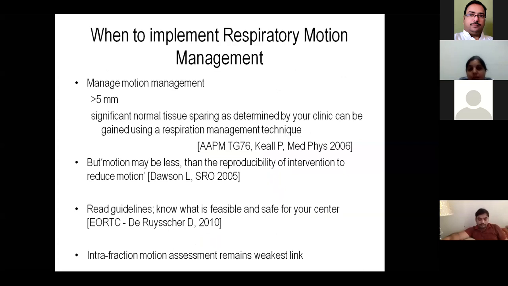I spoke about motion management. So when do you implement motion management? The task group guidelines suggest that it should be implemented when the motion is more than 5 millimeter, and when you think that implementation of motion management is going to cause significant normal tissue sparing. But keep in mind, the motion itself might be less, but the variability of these interventions that you use to reduce motion might be more. So you have to standardize whatever motion management technique you are using in your department. Just don't say that I am using a breath hold or, for example, abdominal compression, because it's important to see how reproducible are these methods.